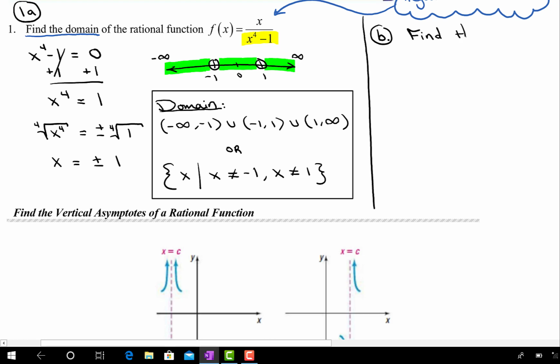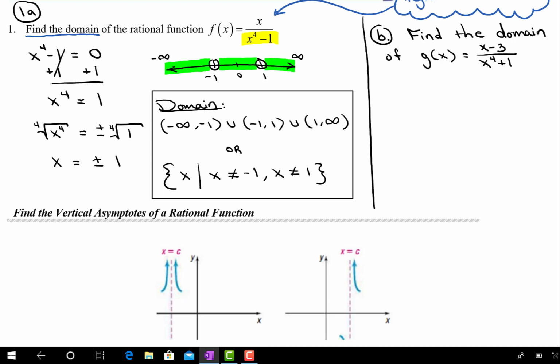Let's pretend you were also asked to find the domain of the rational function g of x is equal to, and I'm going to make something up right now. Let's do something like x minus 3 divided by x to the 4th plus 1.